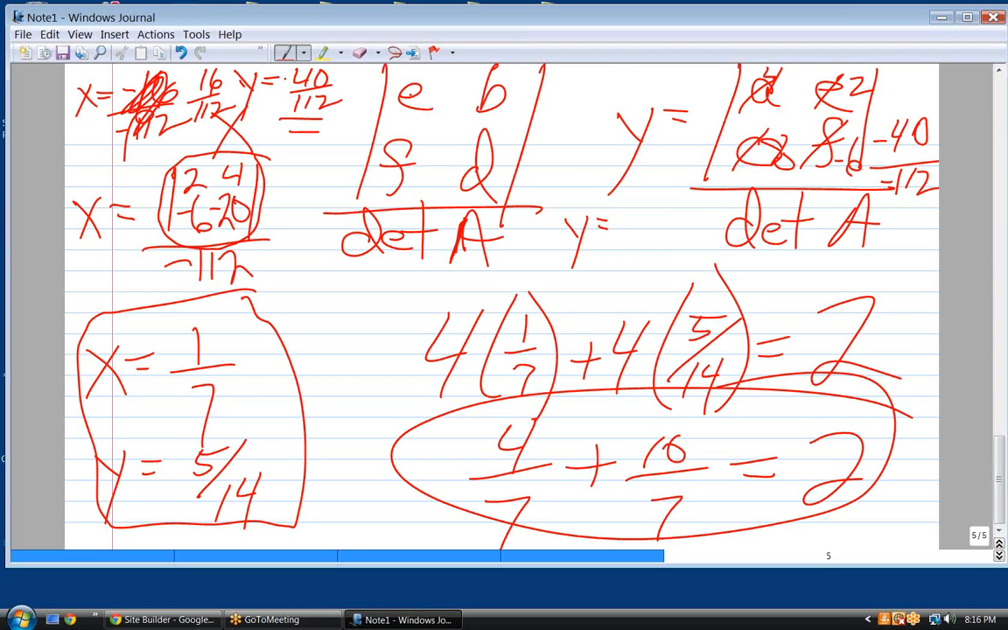Now, there's other ways to do matrix algebra. But that's basically Cramer's rule. And it can be applied to a 3×3 matrix also. And probably you have in your book the formula for that. There's also inverse matrices and solving a system of equations by using inverse matrices. Okay.